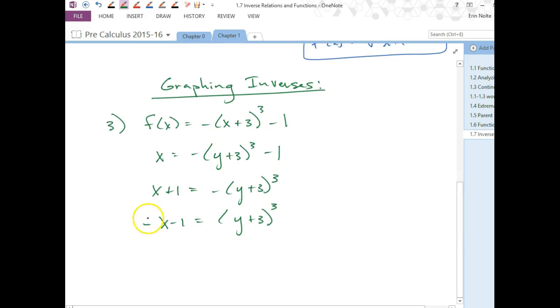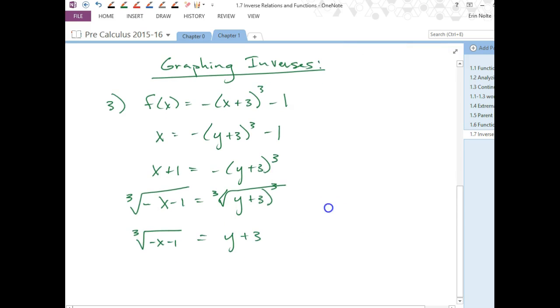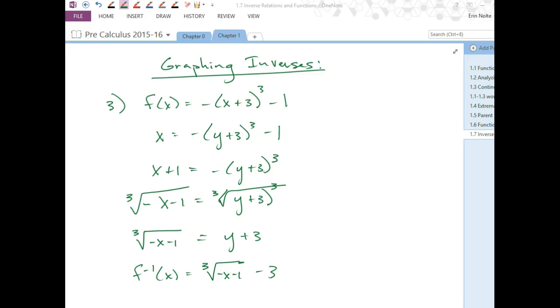Cube root it. So we got the cube root of negative x minus 1 equals y plus 3. And then subtract 3. So f inverse of x equals the cube root of negative x minus 1, minus 3. All right, so what I want you guys to see graphically is there is a relationship between a function and its inverse.